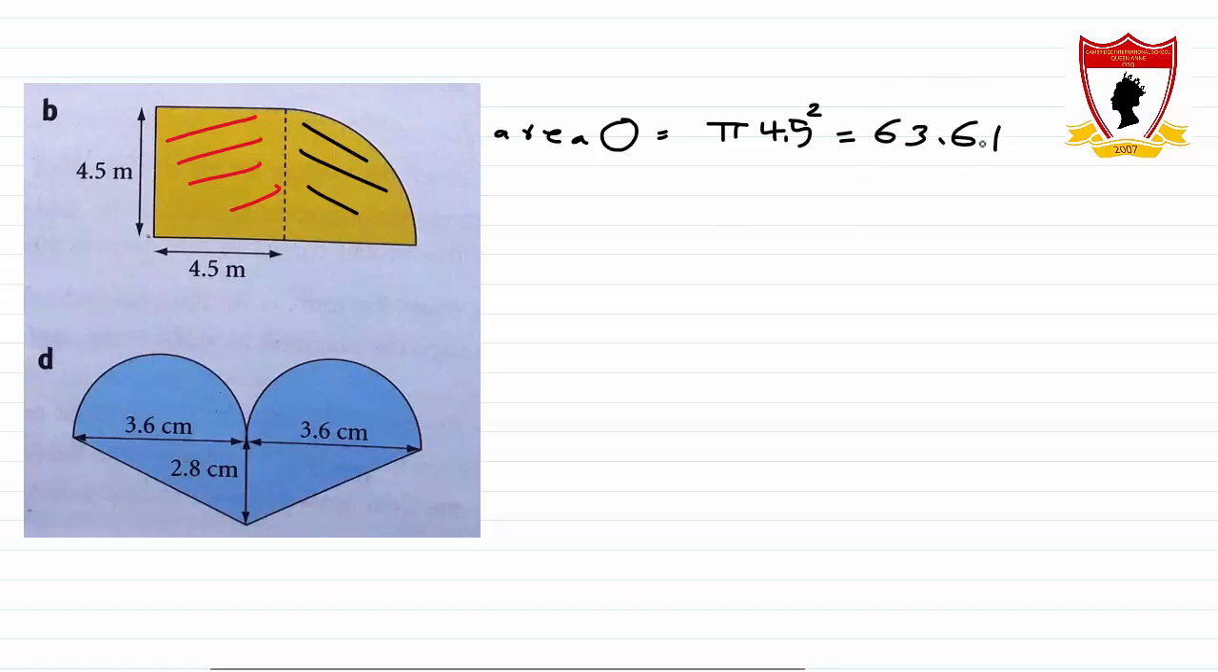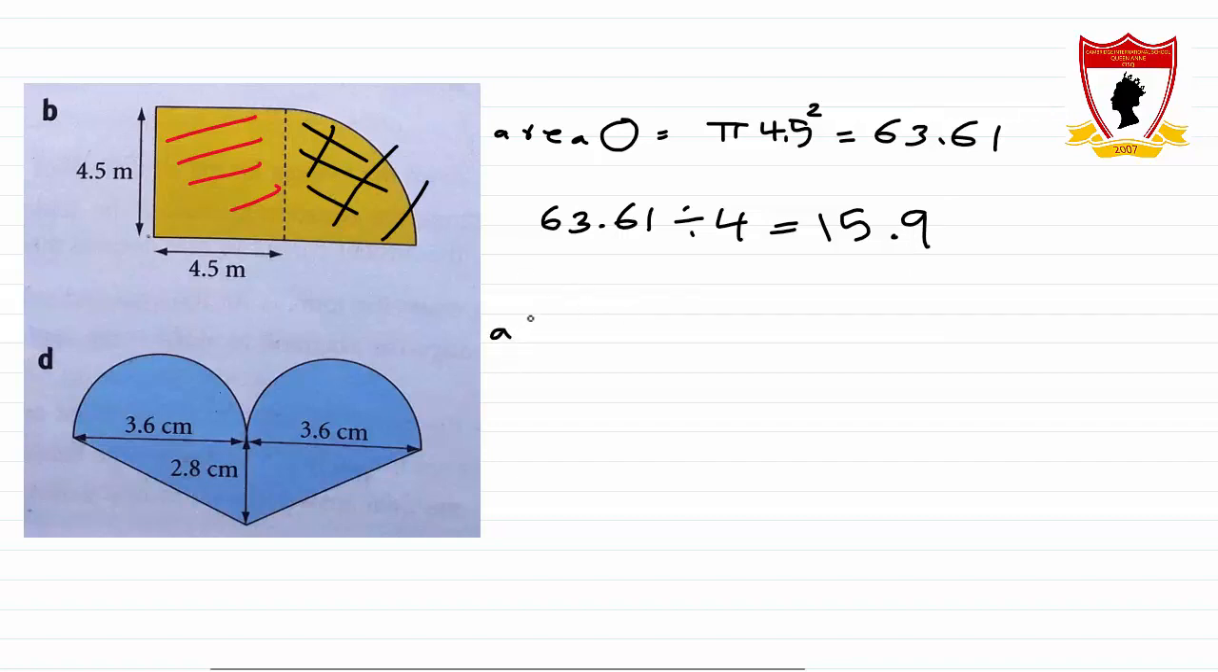63.61. But this 63.61 is the area for the whole circle. We need only 1/4 of this area. So 63.61 divided by 4 will be the area of this circular part. When we divide by 4, it will be 15.9. Okay, we got the area of the circular part.